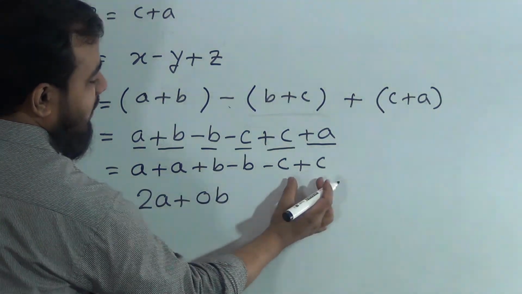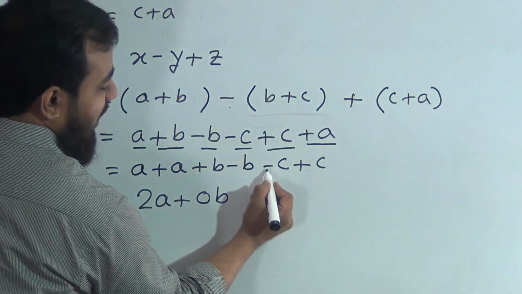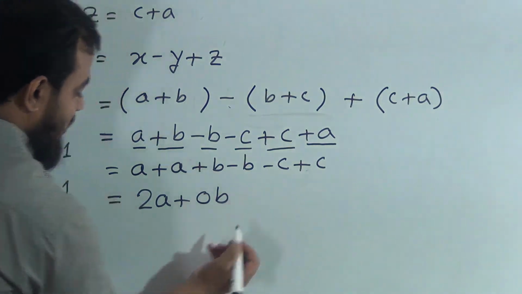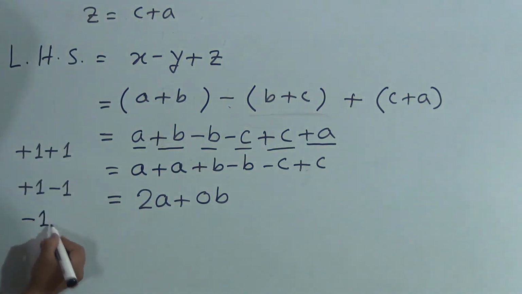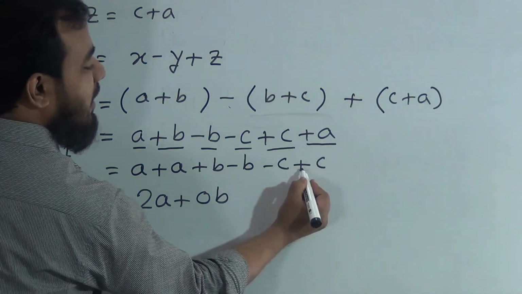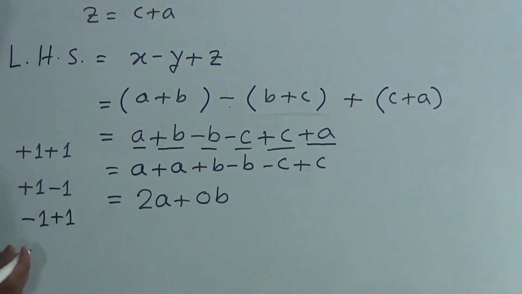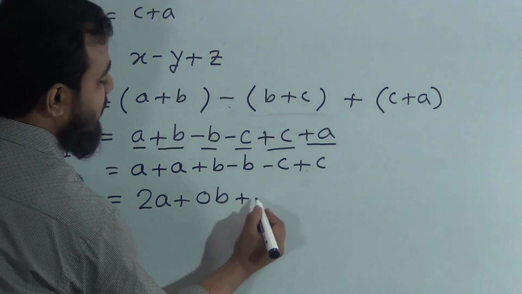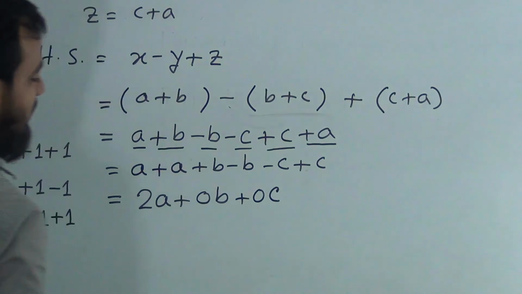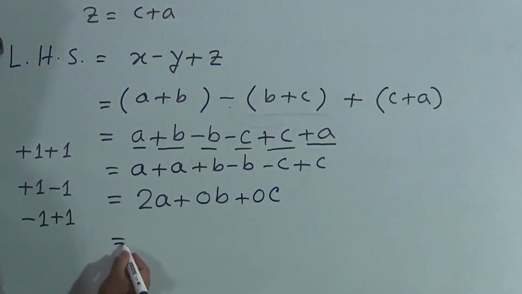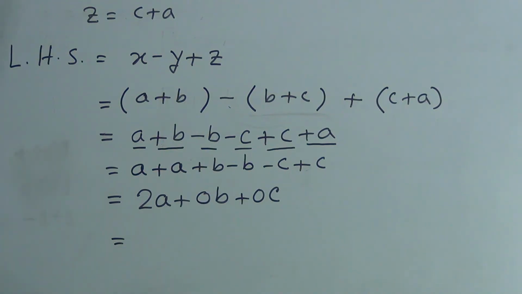Now we should add this c. First c has minus 1 as the coefficient of c. That is why our first numeral will be minus 1. And second c has plus 1 as the coefficient. So plus 1 will be our second numeral. Now minus 1 plus 1 equals how much? Equals again 0. So it will be 0 with c as variable. Now the work is done already.